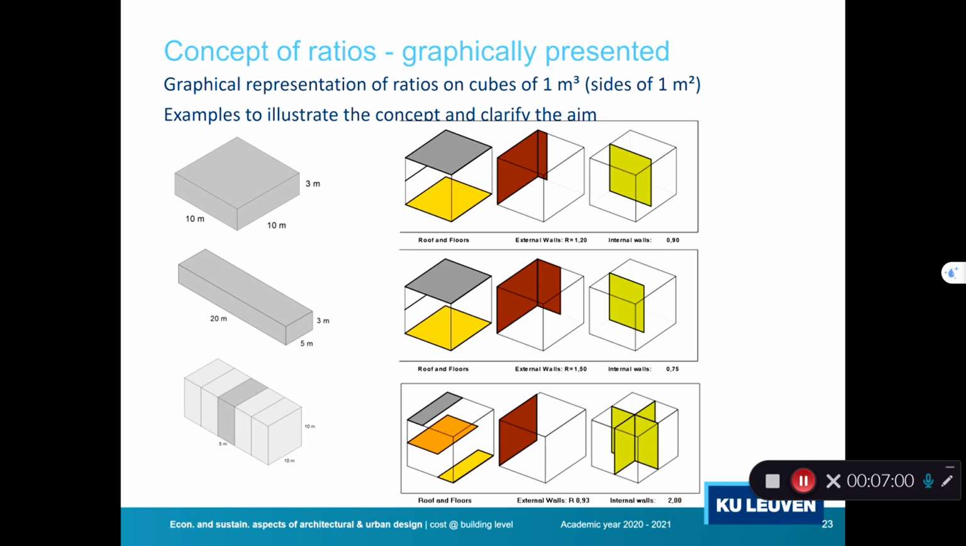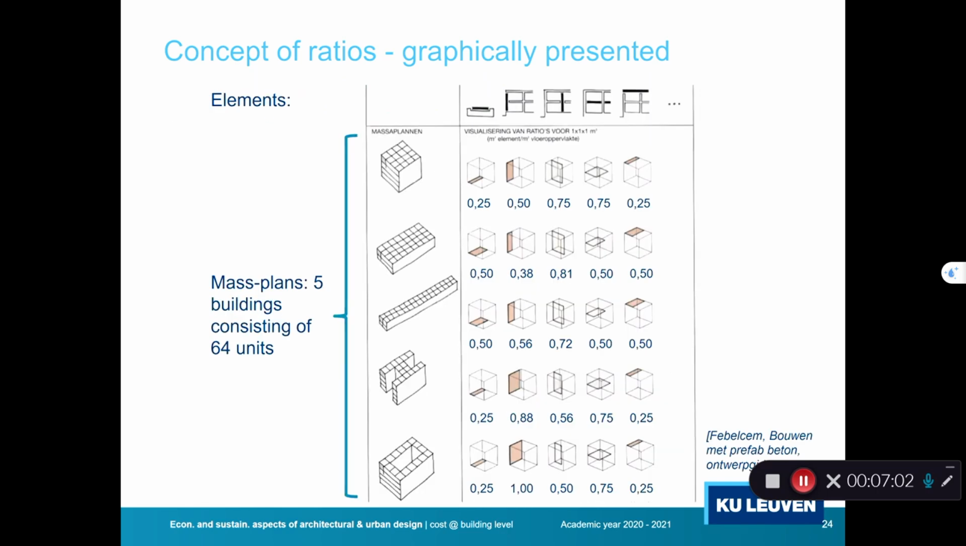Now, why do we graphically represent it? Because that allows you to easily compare the consequence of a certain design layout on these different ratios and amount of elements. So here what we see are 5 different buildings, each of them consisting of the same number of units, 64 units in total, but it's a different composition, so a different mass plan.